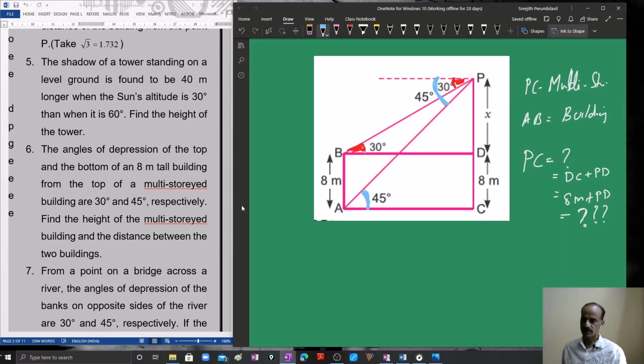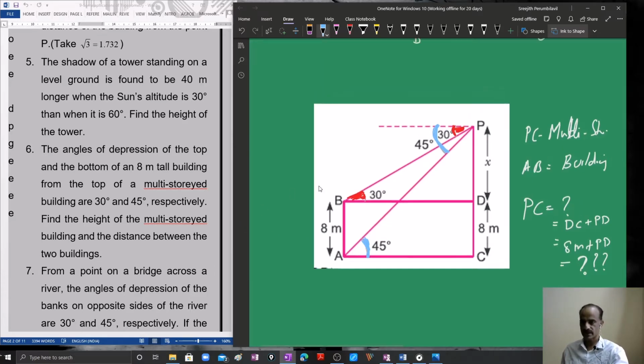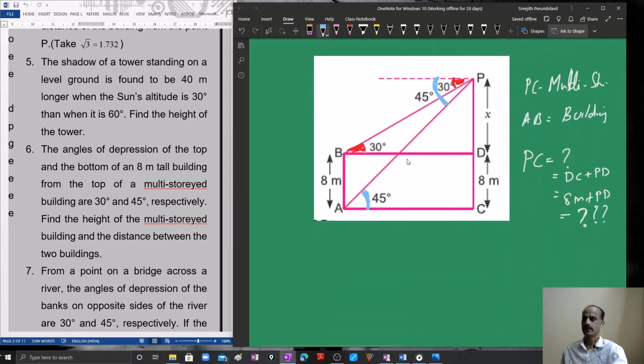Okay. So now let us draw the neat figure. Don't copy this figure. Read the question and try to draw it the way I have drawn it. Let PC be the multi-story building, which is compulsory that you write, and AB be the building. Now let PD be equal to X meters. The distance between the buildings, AC, let us say is Y. This is Y meters. This is what we have to find.